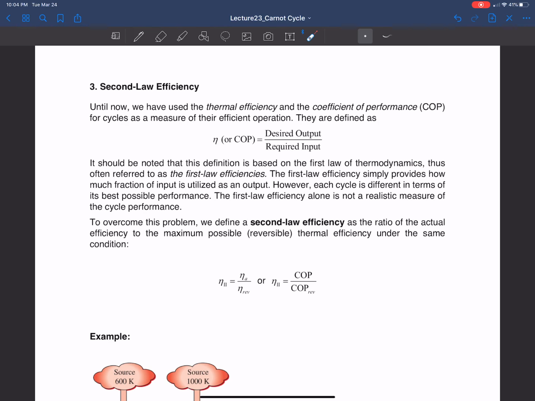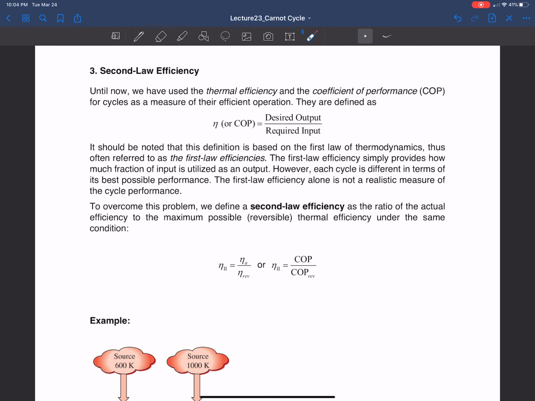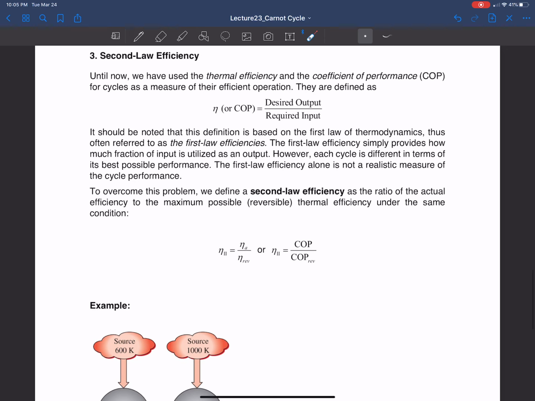and that is why we call it the first law efficiency. This first law efficiency is really beneficial for us to estimate or evaluate the performance of cycles like heat engines or refrigerators. But essentially, it gives us the information of how much fraction of the input is utilized as an output. But it does not give us any information about whether or not the heat engine or thermodynamic cycle of that efficiency is possible or impossible.